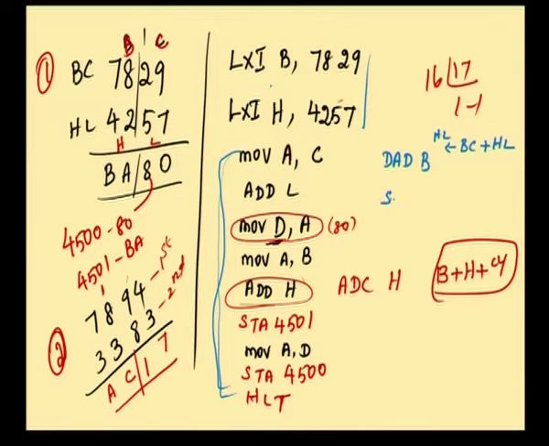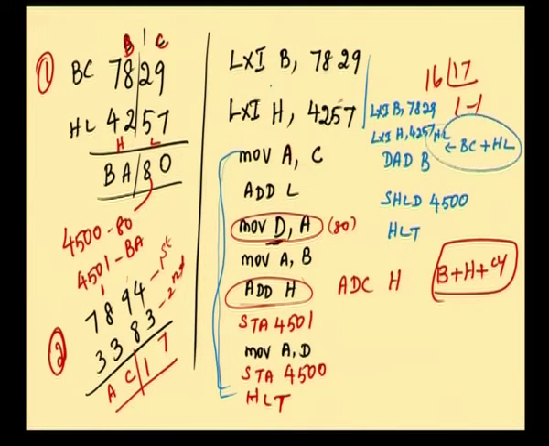Now, with the help of the SHLD instruction 4500, I can store the resultant value. So, only 5 lines: LXI H, 4257, LXI B, 7829. LXI B, 7829 is the first 16-bit data, LXI H, 4257 is the second 16-bit data. By using the add instruction, the 16-bit content of BC is added with the HL register pair content. Finally, the result is stored in the HL register pair.